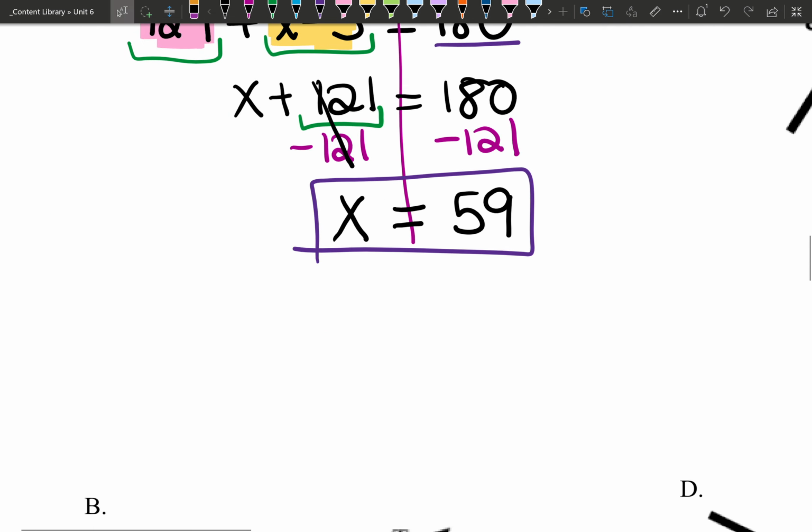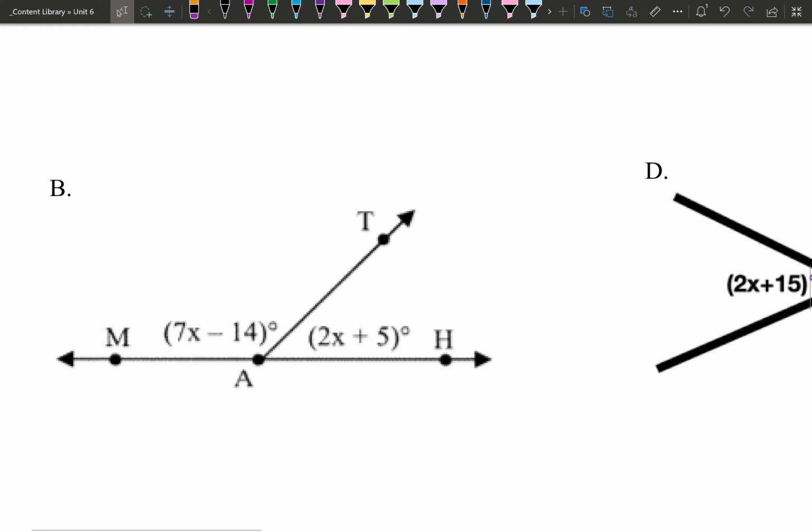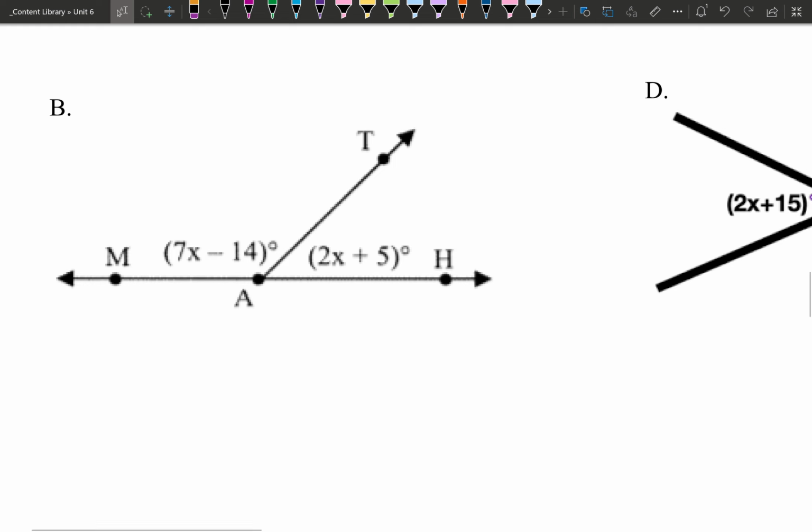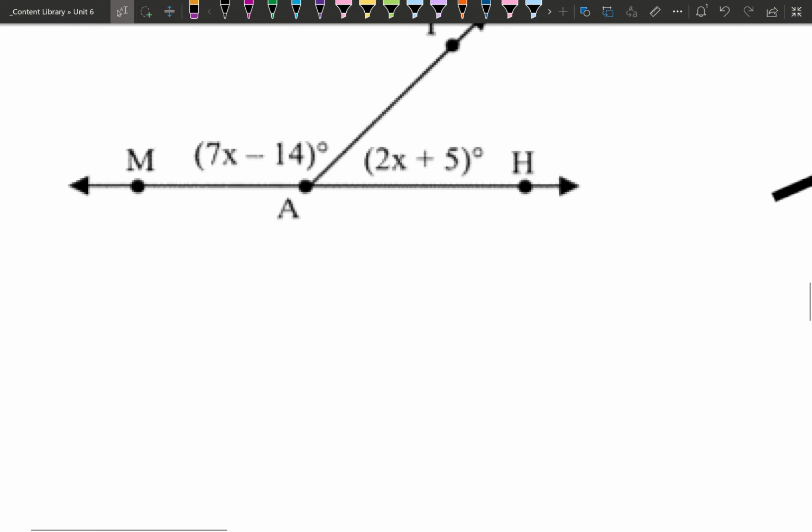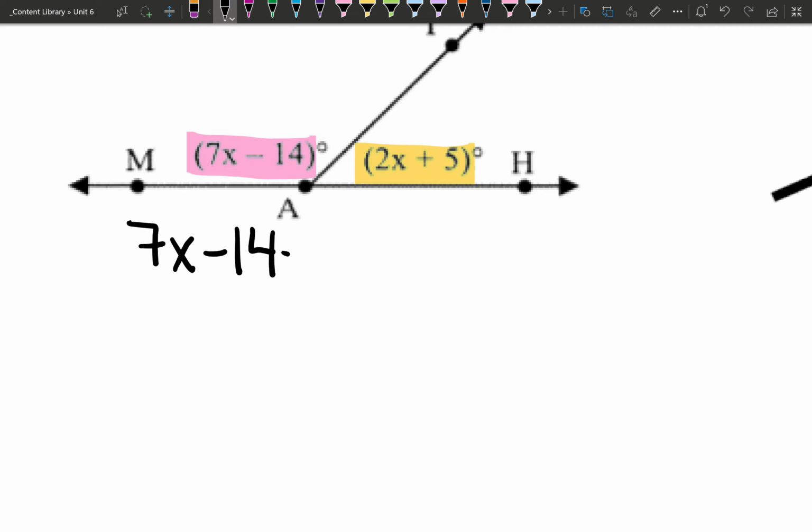Is that A? Okay, let's go in alphabetical order. Let's do letter B. Now, letter B is very much the same idea as letter A, because we have two angles that form a straight line, so they're supplementary. We can add them and set them equal to 180. So if I add this angle plus this angle, I get 180. Let's do that. We got 7x minus 14 plus 2x plus 5 equals 180.